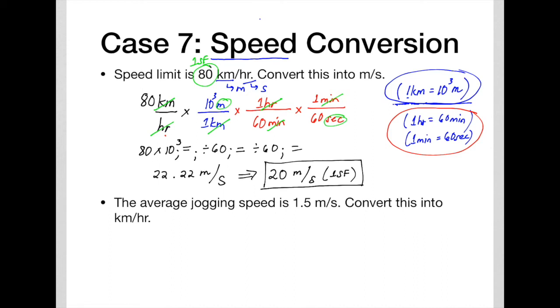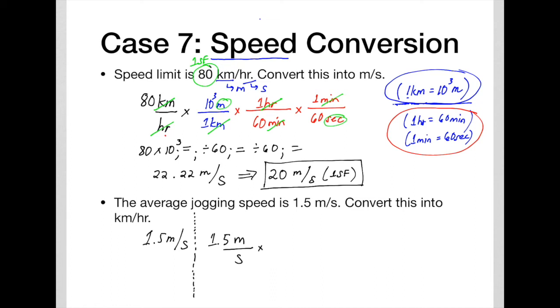Next, the average jogging speed is 1.5 meter per second. Convert this into kilometer per hour. So, let me write my solution now. So, 1.5 meter per second. This 1.5 meter per second, remember that you could write it properly like this, so we have 1.5 meter per second, for you not to be confused.